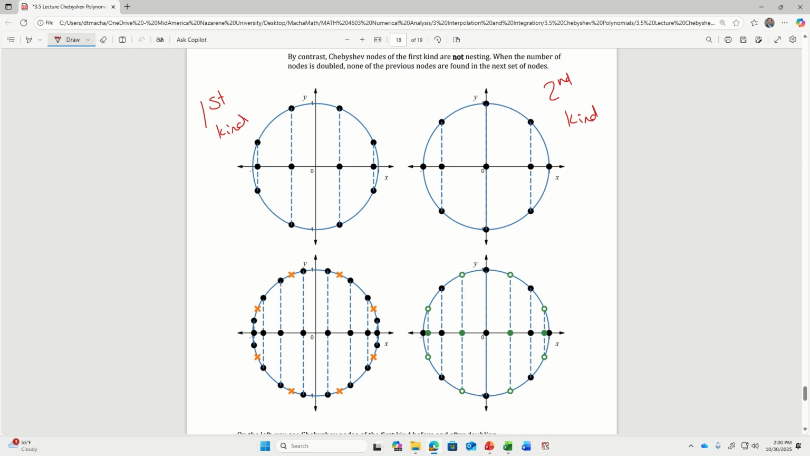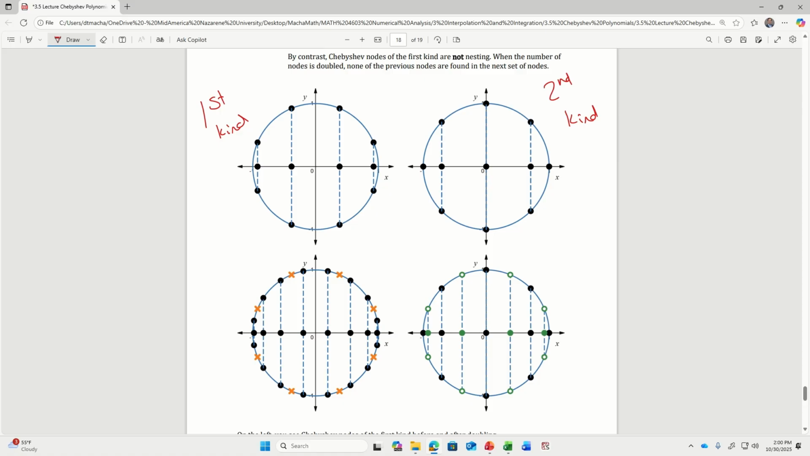But if I look at Chebyshev nodes of the second kind, here I'm going from 5 nodes to 9 nodes. And I put them in green, but you can see where the original 5 nodes were. No, sorry, I lied. I put them in black, right? These 5 black dots are the 5 black dots here. They're the same nodes. I'm just adding in 4 new nodes in between them. So we say that the Chebyshev nodes of the second kind are nesting, and that's a good thing. We want nodes that nest so that we can keep them when we develop a bigger set of nodes.